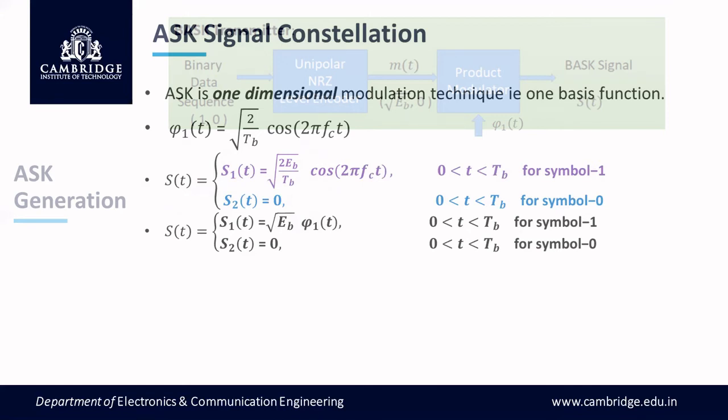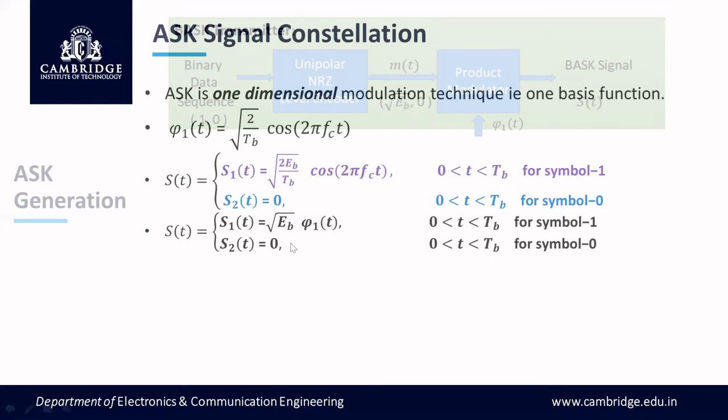Here we can come to the conclusion that M of t, which has two values, is applied to a product modulator, which multiplies it with phi 1 of t, the basis function, which is common for both signals S1 of t and S2 of t. It will not carry much importance at this point of time. What is important for us is M of t, the amplitude of the basis function, so that we get the ASK signal.